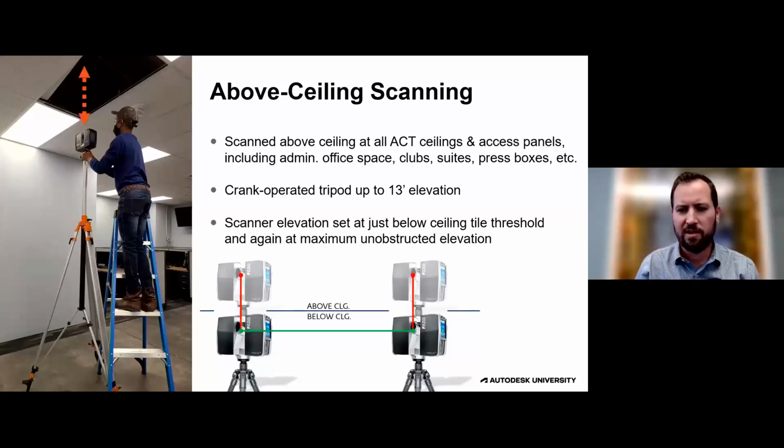As you see pictured below, we would crank the scanner up to just below the ceiling tile, complete a scan, and then crank it up to max height without hitting any elements, unobstructed elevation. We would tie those two scans together on the registration side vertically, and then we would tie the scans together horizontally below ceiling. That allowed us to tie everything together, since we knew we may not have line of sight above ceiling from scan to scan. We had to tie those together below.